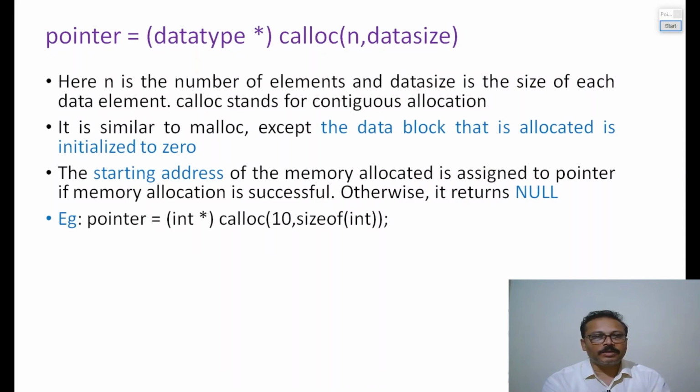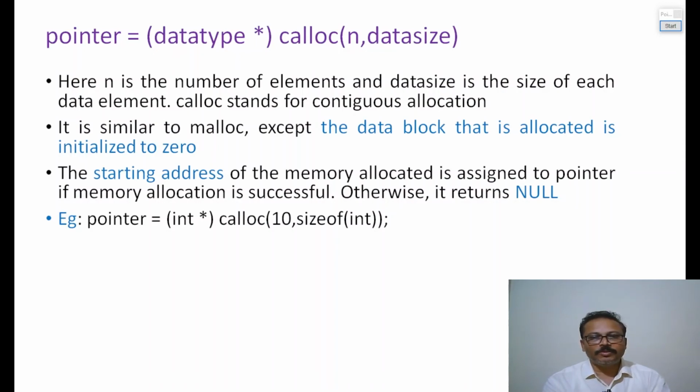Next is calloc. Calloc stands for contiguous allocation. It is similar to the malloc except the data block that is allocated is initialized to 0.